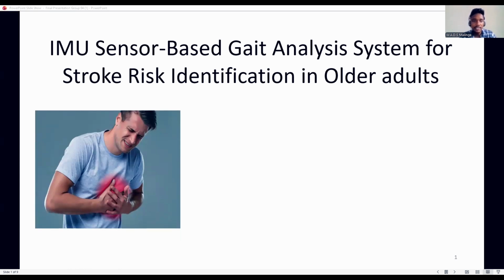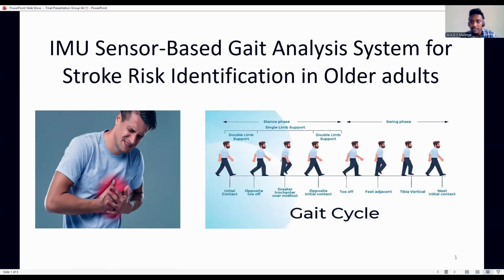Stroke is a major global health issue and a leading cause of disability. Early detection is very important to reduce severe complications. One of the early indicators of stroke risk is changes in walking pattern, also known as gait.